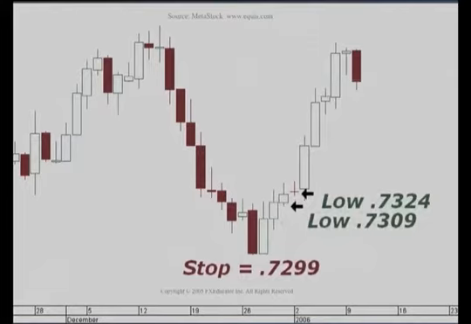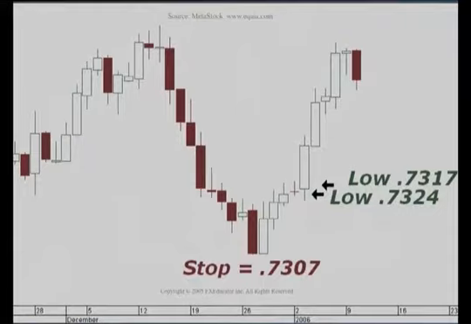And so on. We carry on with this, and we have two candles. The lower of the two lows is 7309, so our stop is 7299. Then a funny thing happens. We have two candles, but the second candle has a lower low than the first. Watch how this changes things. Out of these two candles, the lower low is 7317, so our stop is 7307, 10 pips beneath the lower low.